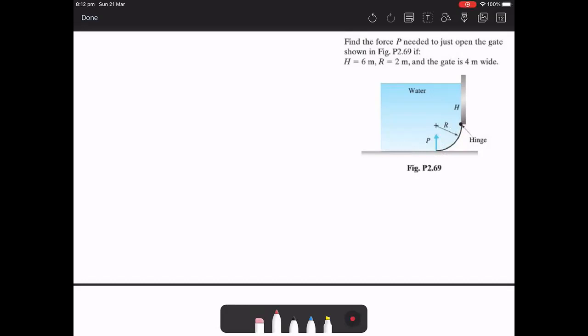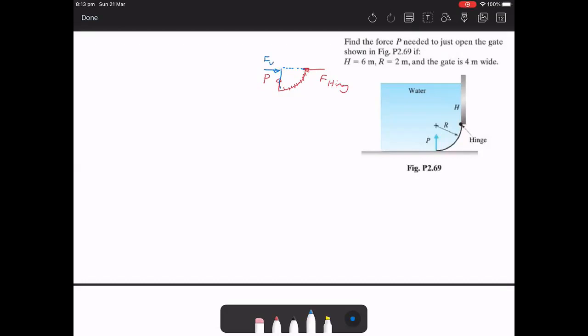If I show the free body diagram for this particular example, this is the curve, which is our gate. We have force P at this point. We have the reaction force at the hinge, or we can call it F hinge. And then we have the vertical force. When we say vertical force, if this is the gate, it's the force on a projected area. So this is the projected area, and this is the vertical force.